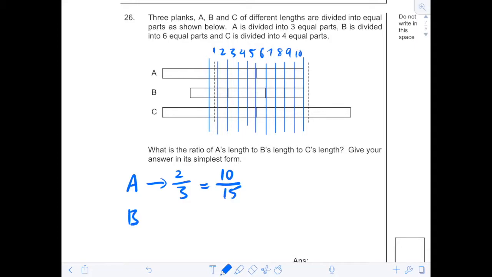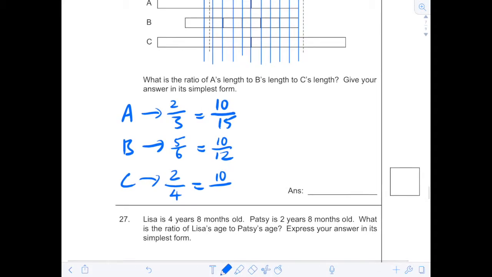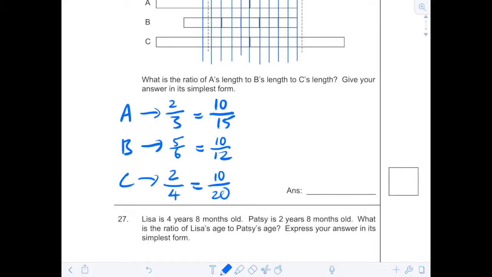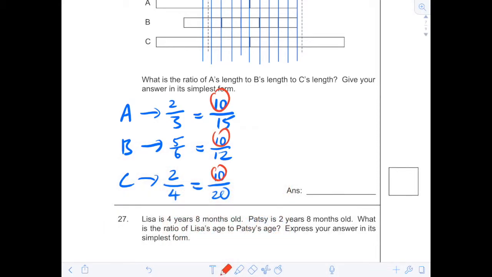Now for B, what was previously used was 5 parts out of 6, right? And this 5 parts out of 6, you're going to convert to the same numerator, which is 10. You multiply by 2, so the denominator is multiplied by 2 as well. And for part C, it was the same size units as A, so 2 units, but this time it's 2 out of a total of 4 units. So you multiply by 5, you get a 10 on top, and the bottom is 20. Take note that the key to this is that the numerators have to be the same.